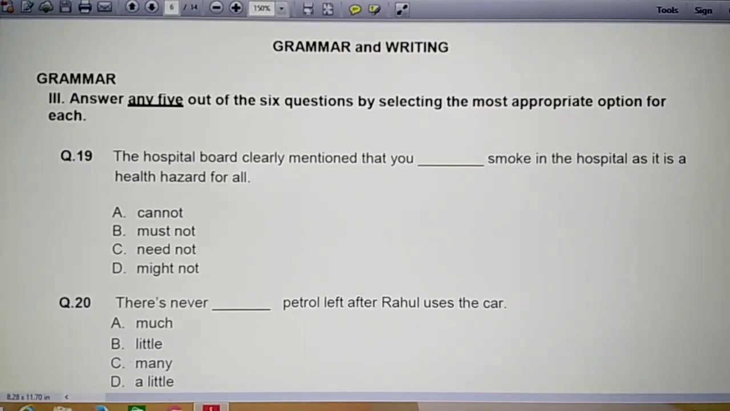Now we'll talk about grammar and writing section. Answer any 5 out of the 6 questions by selecting the most appropriate option for each. Question number 19. The hospital board clearly mentioned that you dash smoke in the hospital as it is a health hazard for all. So the right option will be B, must not.